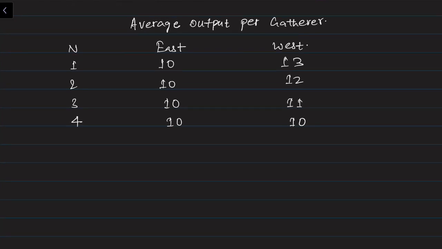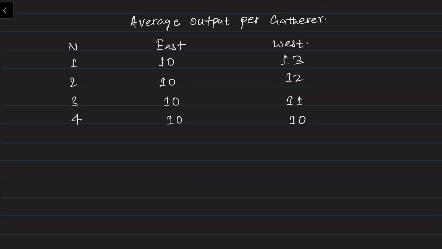So we may feel that we should send all 4 gatherers to the west, and if we do so, then the total output is equal to 4 times 10, right? When we send 4 gatherers, the average output is 10, so the total output becomes 4 times 10. That's 40.